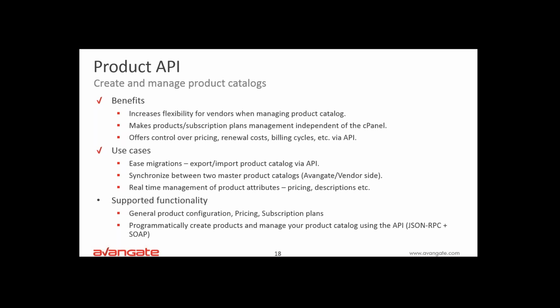You'll be able to synchronize the Avangate product catalog with your own product catalog that resides on your own servers, and have any changes that you do on your own side be immediately reflected into Avangate. And once again, you'll be able to do management of your product catalog, of your subscription plans, pricings, descriptions, billing cycles, renewal pricing, and so on and so forth. You'll be able to do that using the API.